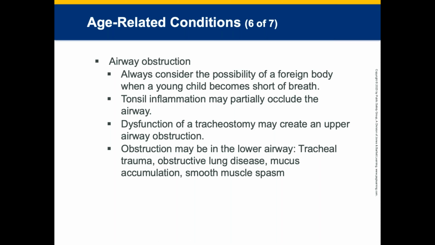Dysfunction of the tracheostomy may also create upper airway obstruction if they have a trach in place. Obstruction may also be in the lower airway below the vocal cords, where they could have tracheal trauma, obstructive lung disease like pneumonia, mucus accumulation, asthma, or smooth muscle spasms. So edema may also be present when a patient has been exposed to a toxic chemical or superheated air. Because kids never get into that kind of stuff, right? Never.